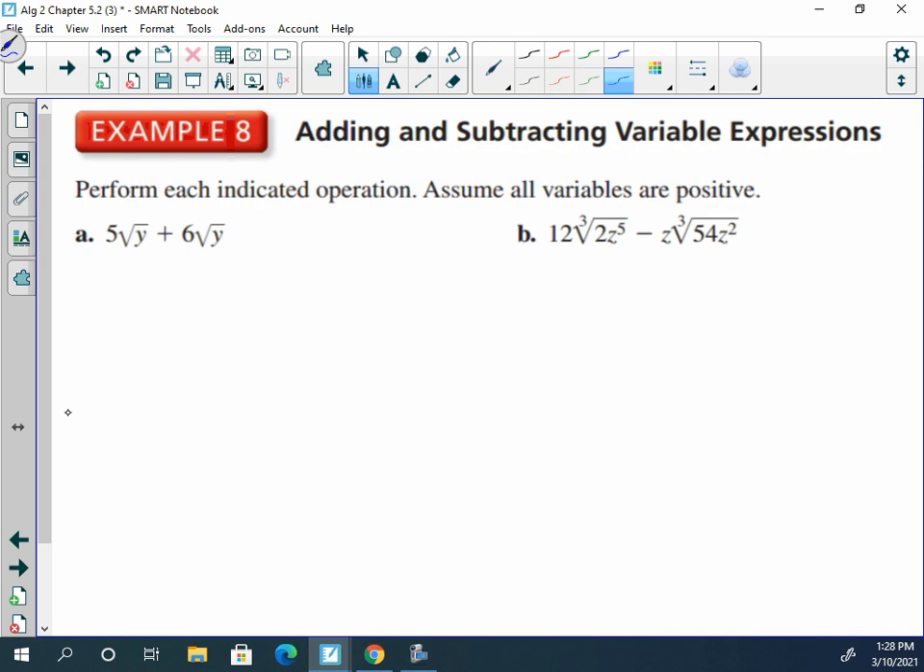So looking at this first one here, 5 times the square root of y plus 6 times the square root of y. Well, both of them have the square root of y, yes? So we can do 5 plus 6, which is 11 times the square root of y. Questions on this here? Okay.